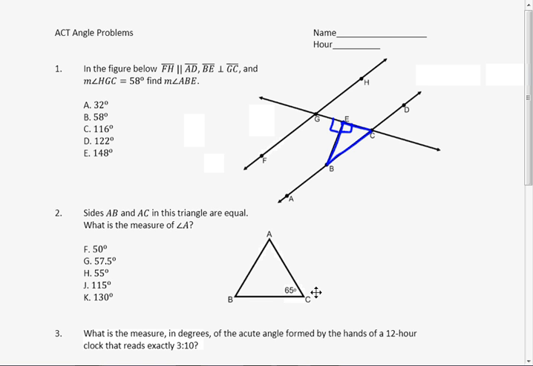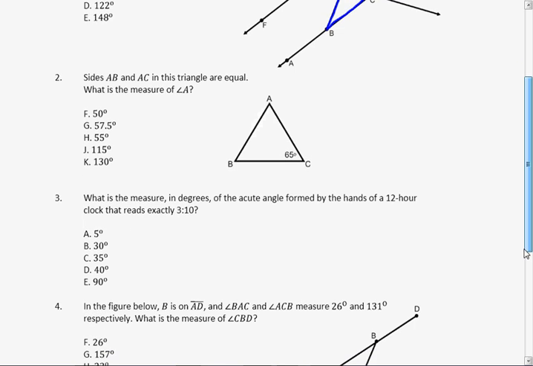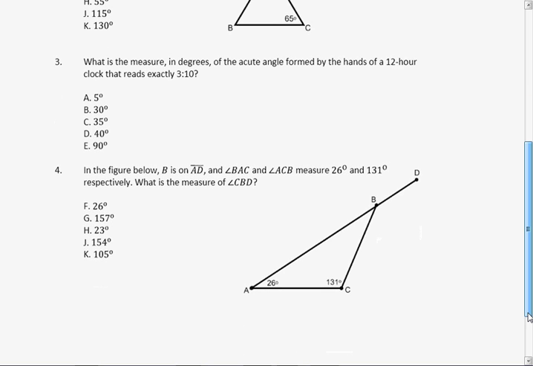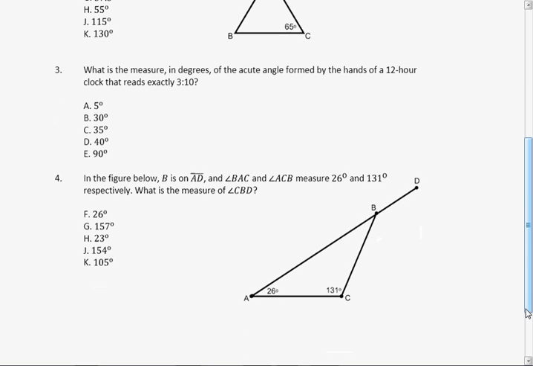You should say line FH, not segment FH, but FH is parallel to AD. And when I looked at the picture, BE is perpendicular to GC. I didn't necessarily believe it was perpendicular when I looked at it, and it doesn't have to be, but if you look at it carefully, this is a right angle. So this is a right triangle. And knowing the exterior angle theorem makes this an easy problem. There's your isosceles one, there's your clock, 3:10. Exterior angle theorem makes this much easier.